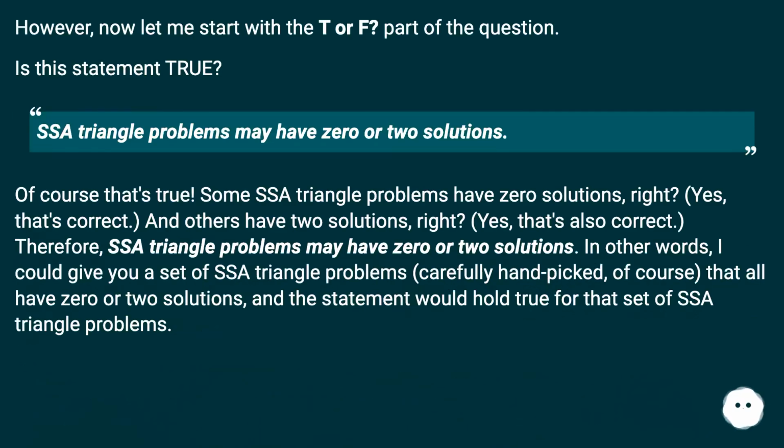However, now let me start with the true or false part of the question. Is this statement true? SSA triangle problems may have 0 or 2 solutions. Of course that's true. Some SSA triangle problems have 0 solutions, right? Yes, that's correct, and others have 2 solutions, right? Yes, that's also correct. Therefore, SSA triangle problems may have 0 or 2 solutions. In other words, I could give you a set of SSA triangle problems, carefully handpicked, of course, that all have 0 or 2 solutions, then the statement would hold true for that set of SSA triangle problems.